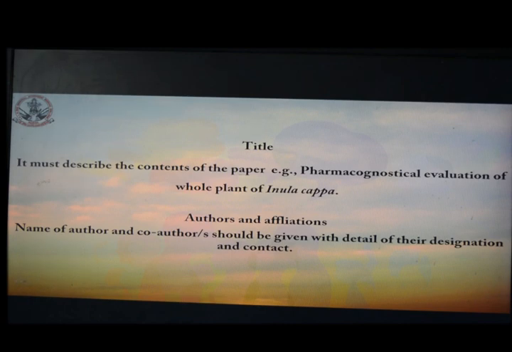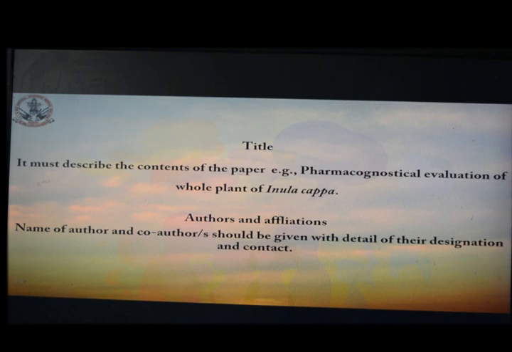Then the names of the author and co-authors should be given with details of their designation and contact. Specifically, you will find in a lot of journals their mail IDs are given, so if anyone has a query, they can contact the author, specifically the corresponding author we used to find.